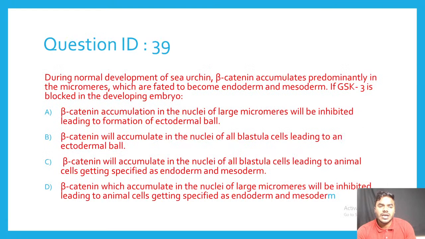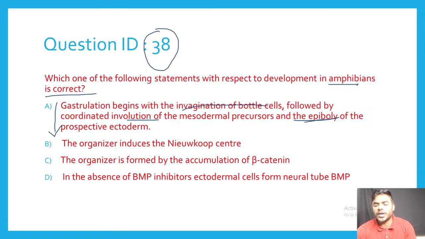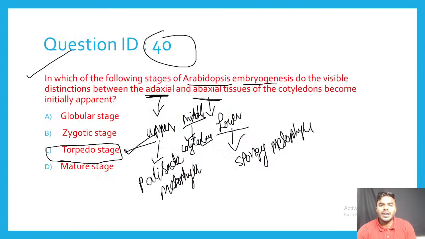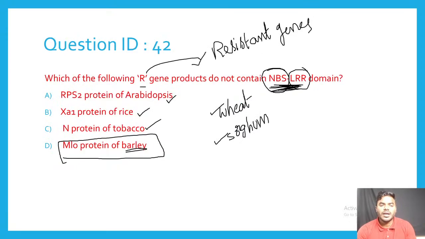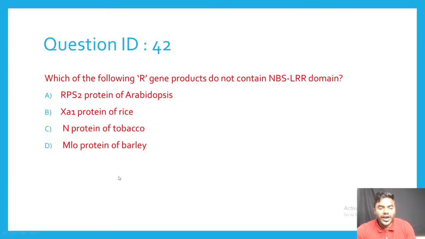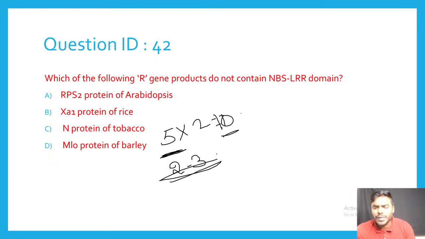Now let's look into this. How many questions were asked in unit 5? 38, 39, 40, 41, then 42. There are 5 questions asked in unit 5, 5 into 2, 10 marks. Now you have to remember that our goal is not to answer 5 questions. Our goal is to answer minimum 2, maximum 3 compulsory. Don't go beyond that, otherwise you will unnecessarily make mistakes. So no need to worry about it.